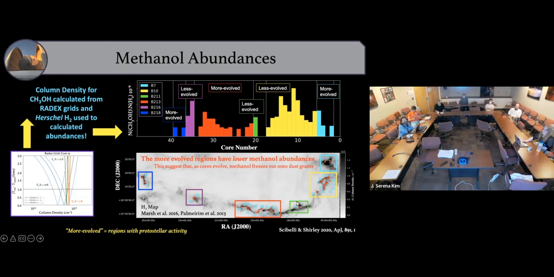B213, we did map methanol in all these different subregions, and there was a lot more methanol in B211 and B10 than there was in B213. And again, there's a lot more protostellar activity in B213, which is an indication that it's a little bit more evolved, but I'm not sure of exact timescales yet.